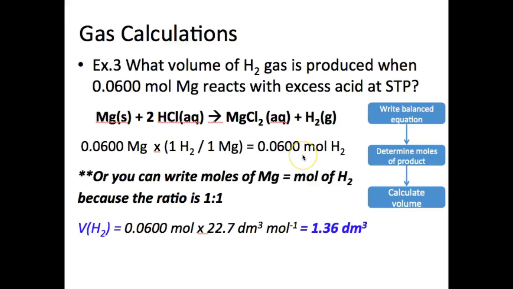What we're then going to do is take our moles of hydrogen and convert that to volume, because that's the goal, to find the volume. So multiply by 22.7 decimeter cubed per mole and we get the value of 1.36 decimeter cubed.